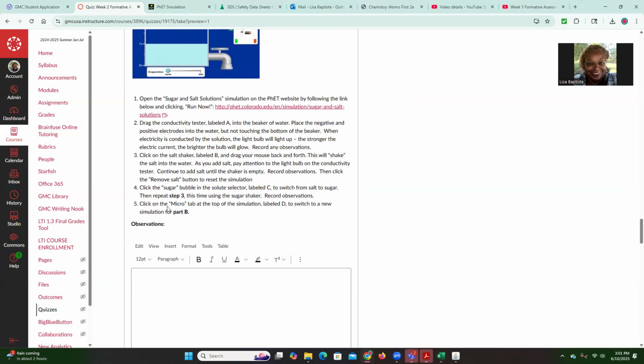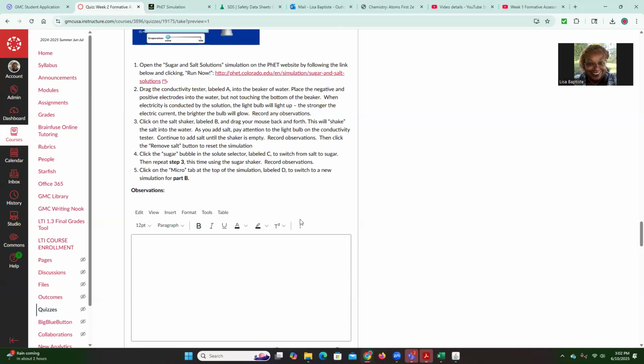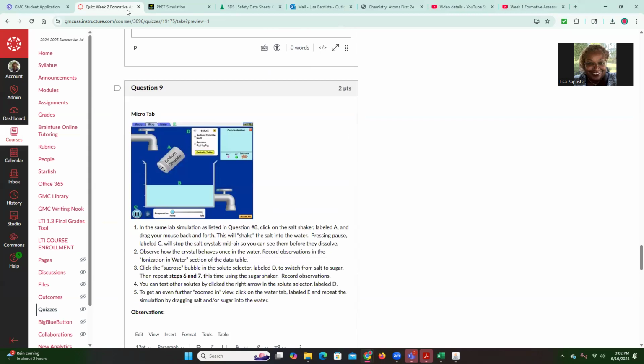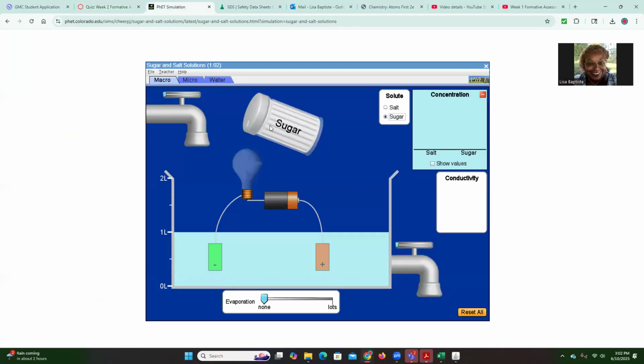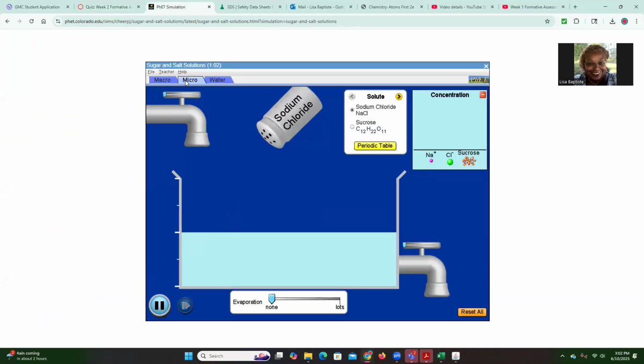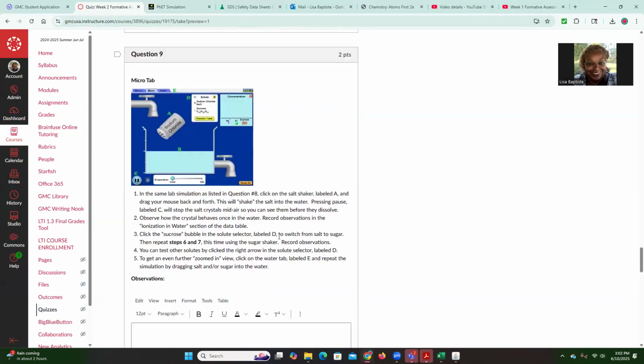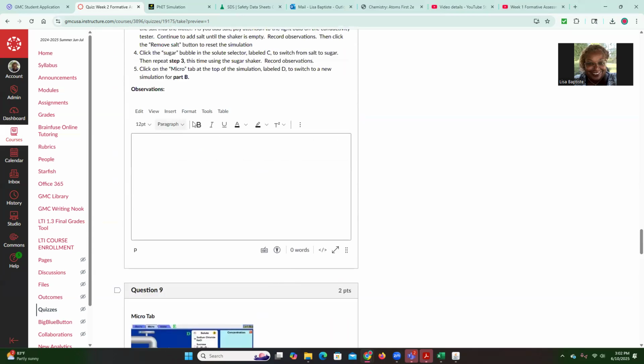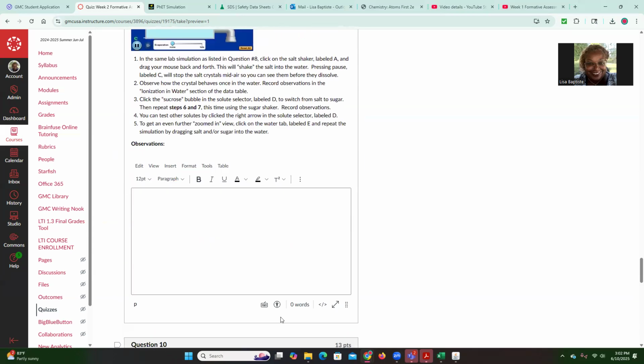Okay? Then you're going to click on the micro tab at the bottom of the simulation labeled D to switch to a new simulation for part B. Okay? And so once you've done that, then you want to do the micro tab. And that's for this second part. And it's going to tell you step by step what to do in your micro tab. All your observations you want to place in the observation box.